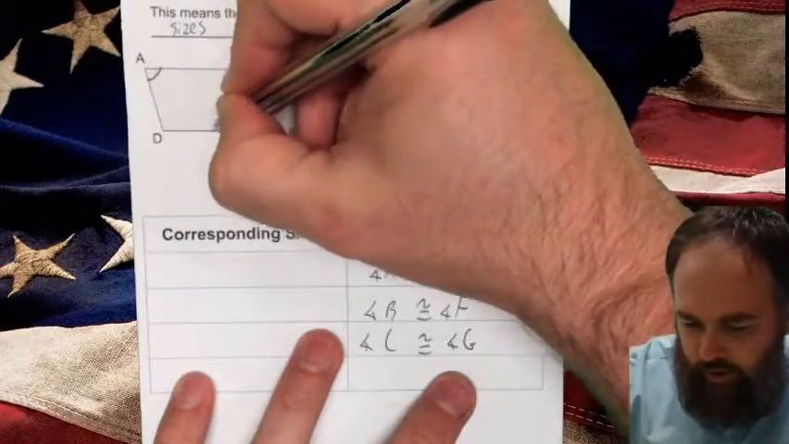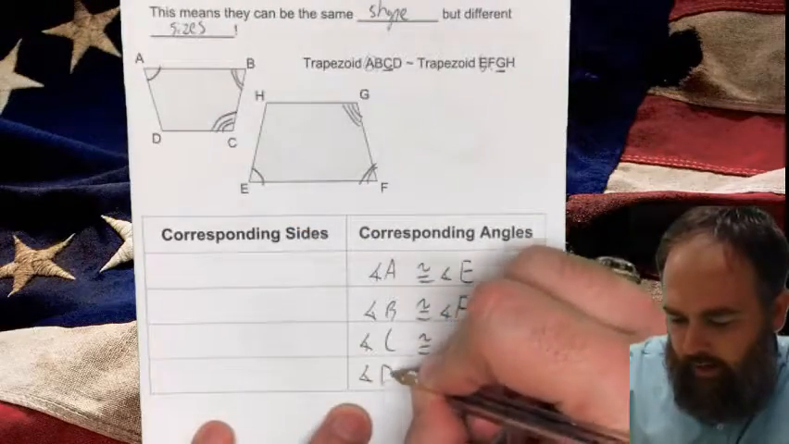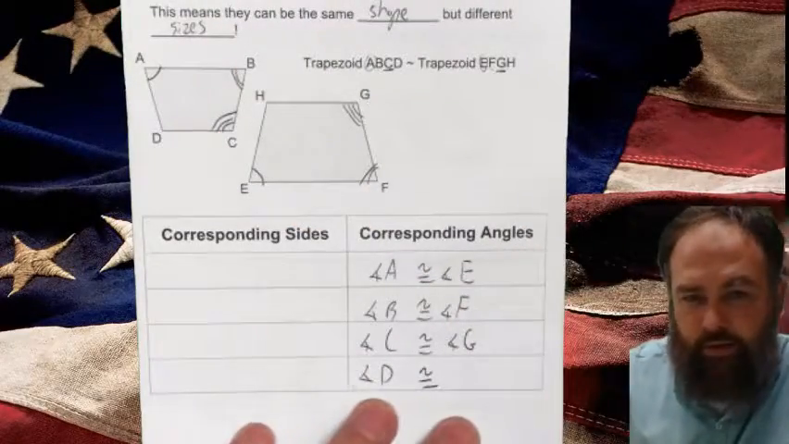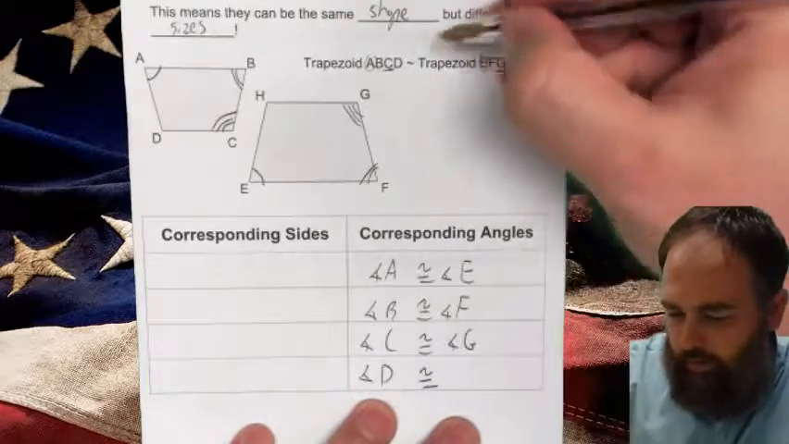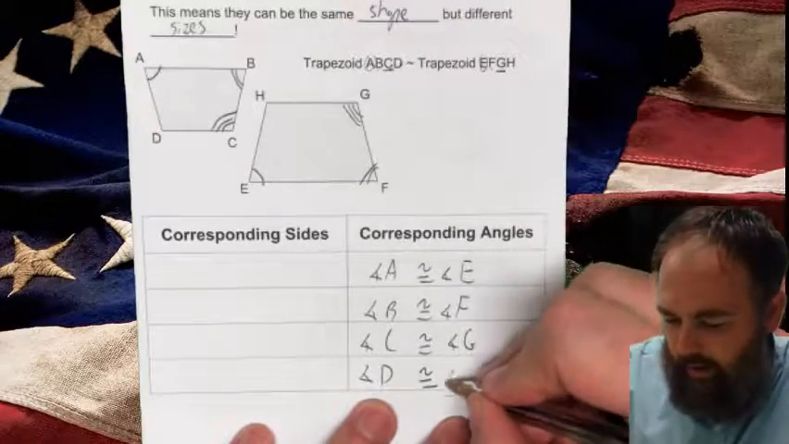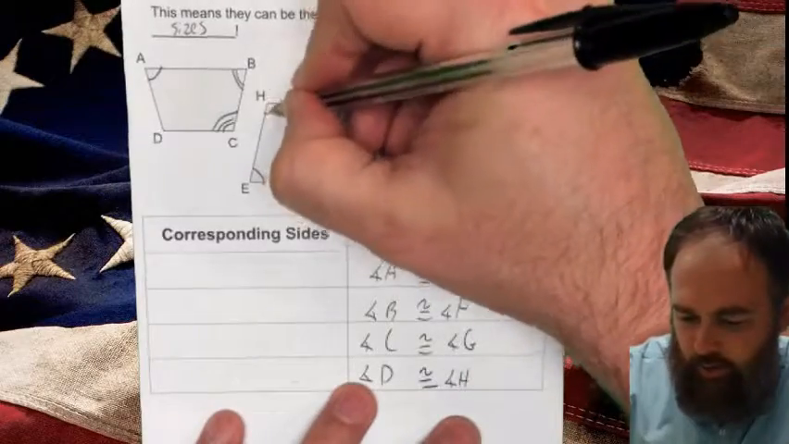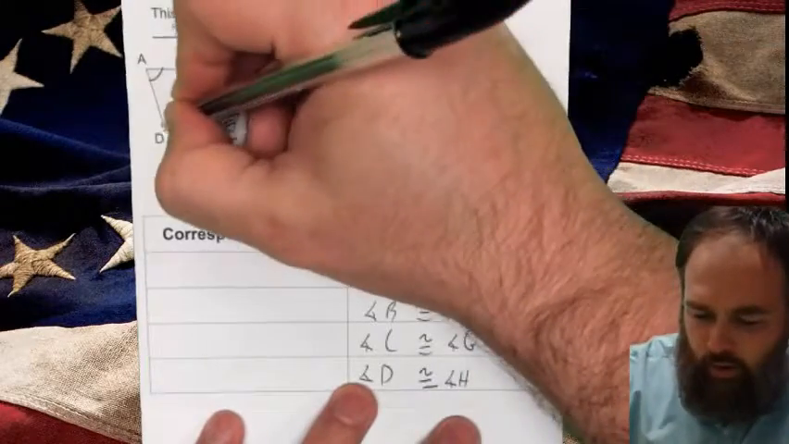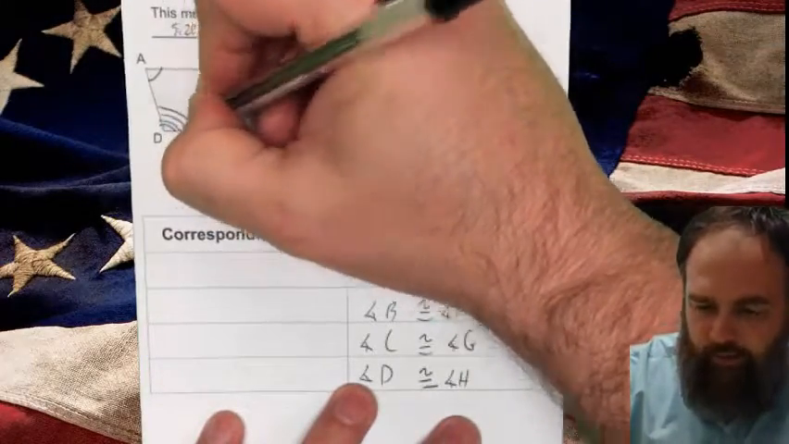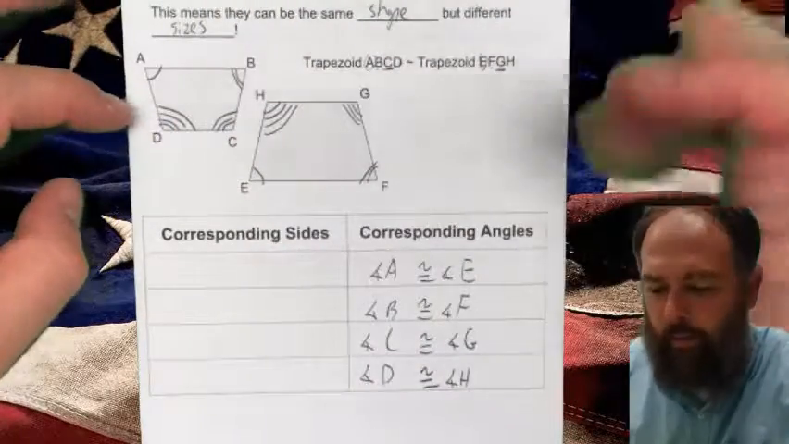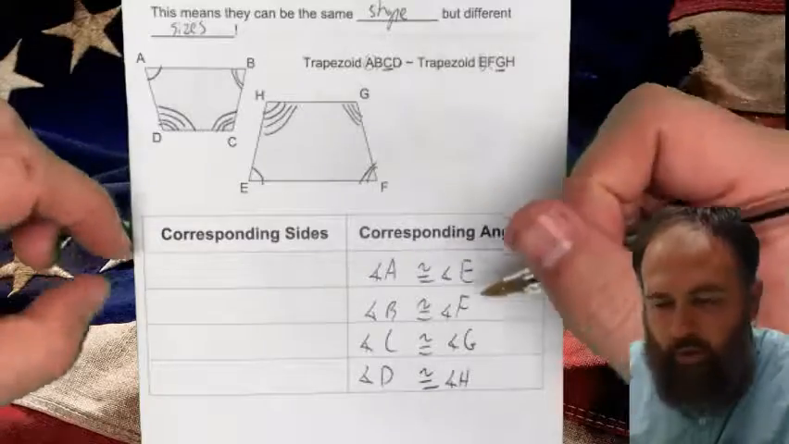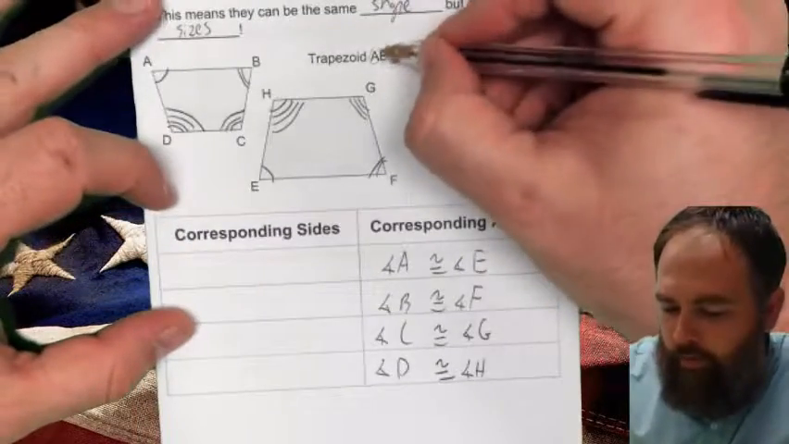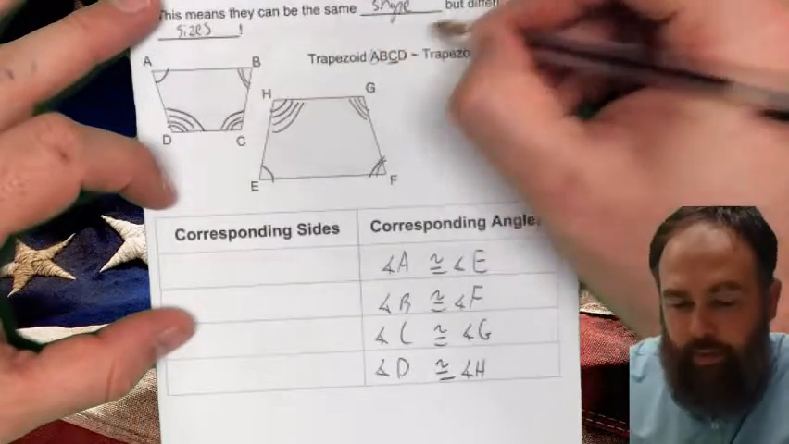There's G and C. And then angle D is congruent to angle D, and angle H is last. So 1, 2, 3, 4, 1, 2, 3, and 4. Now, the sides are also going to have corresponding parts. And remember that we just take all the different pairs all the way around.